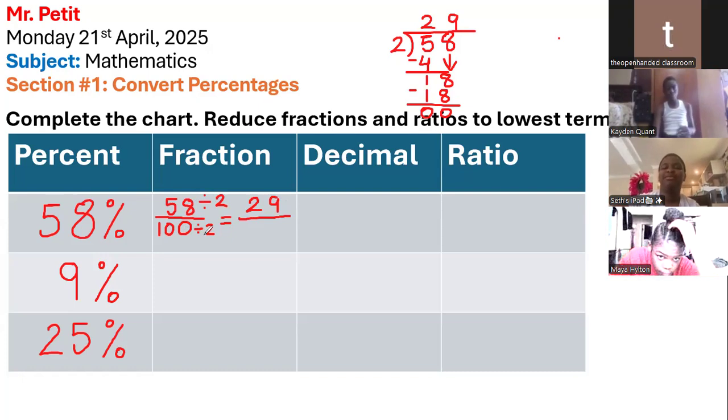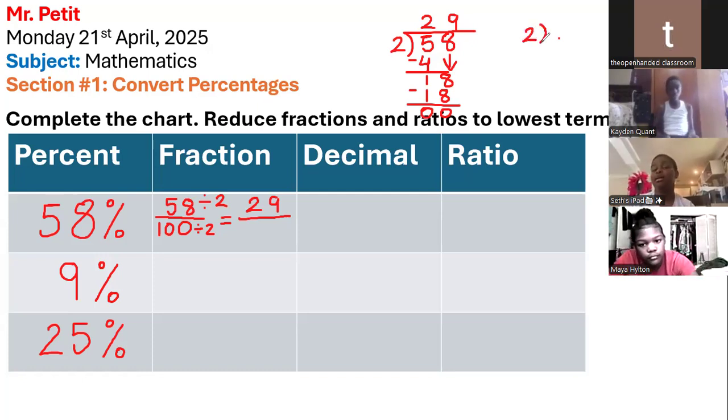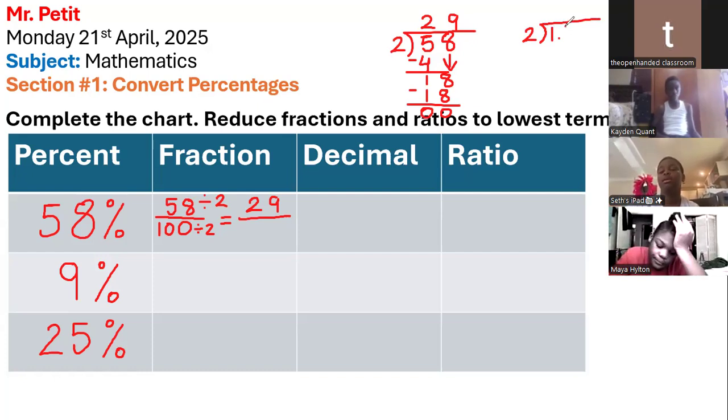100 divided by 2. 50, very good. So let's go ahead and divide it. So we say 2 into 100.